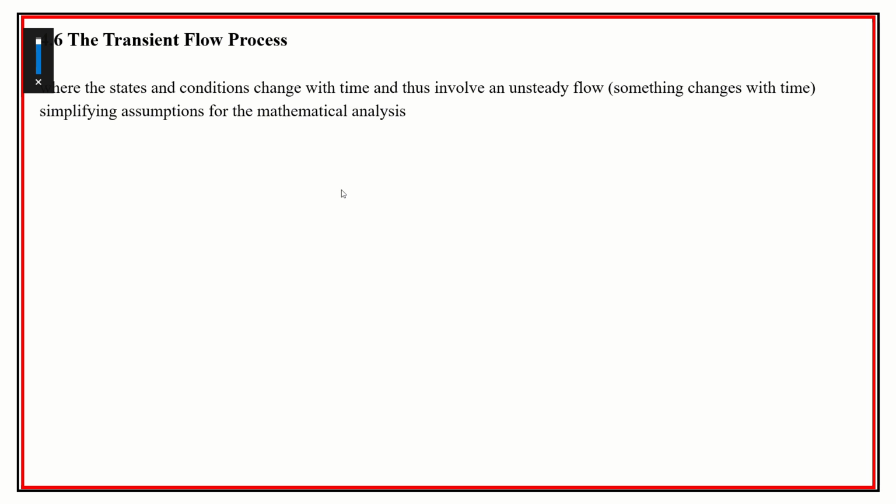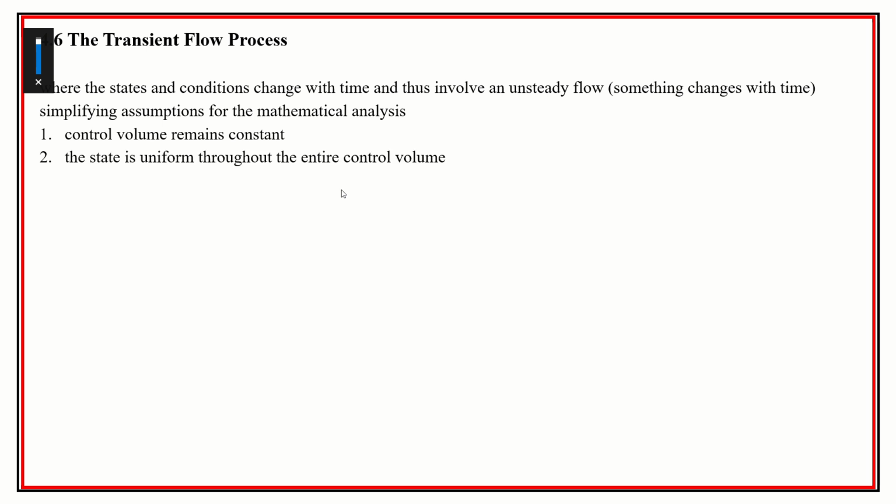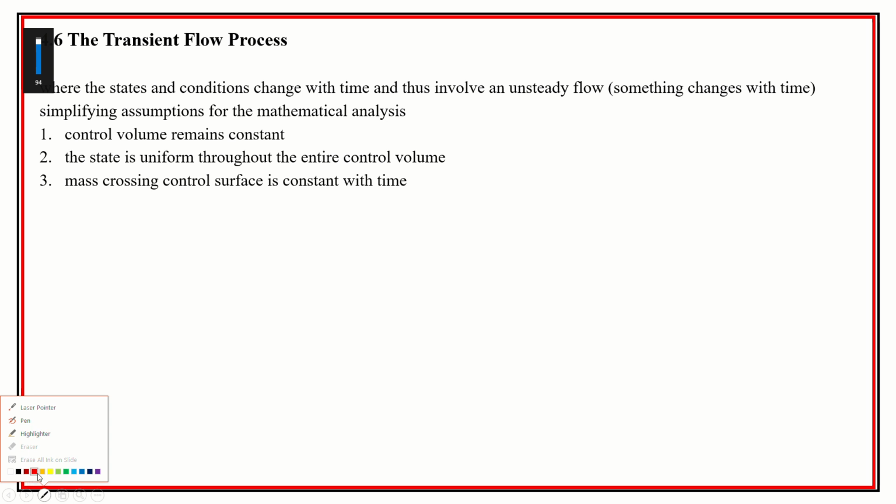So we're going to make some simplifying assumptions for the mathematical analysis. First, we're going to say that the control volume remains constant. All right, so we're not going to be moving the control volume around. The thing is going to be uniform throughout the control volume, right? And lastly, this is a mistake I need to correct in the notes. This should be the state of the mass. So the state of the mass crossing the control surface is constant with time.